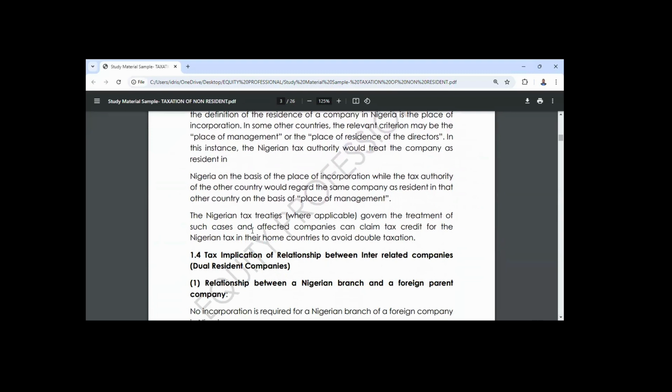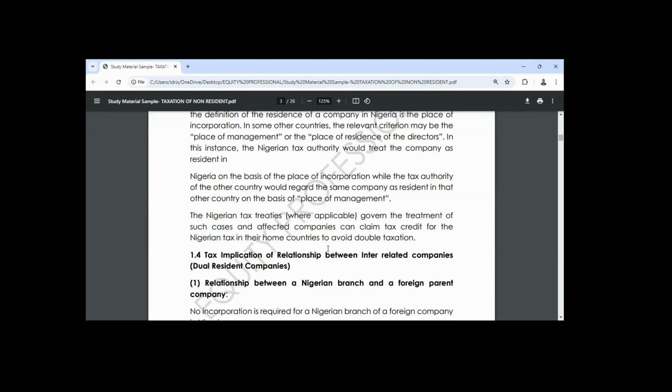Now, let's look at the tax implication of interrelated companies or a dual resident company. Let's look at the tax implication when a company has more than one office in different countries. Tax implication of the relationship between interrelated companies. Interrelated companies means parent company and subsidiary, they are interrelated. Branch and head office, they are interrelated. So let's look at the tax implication.